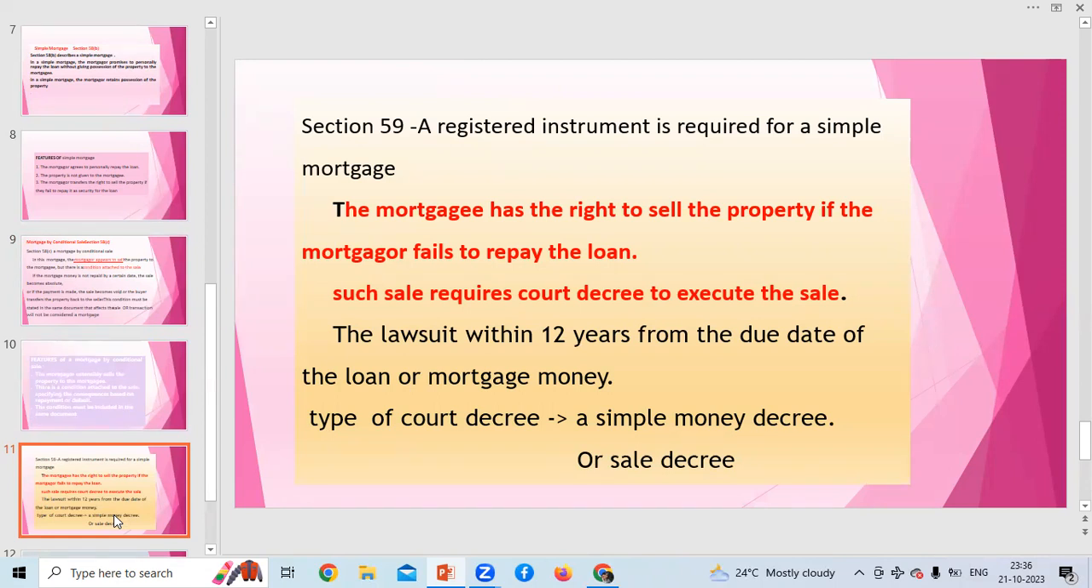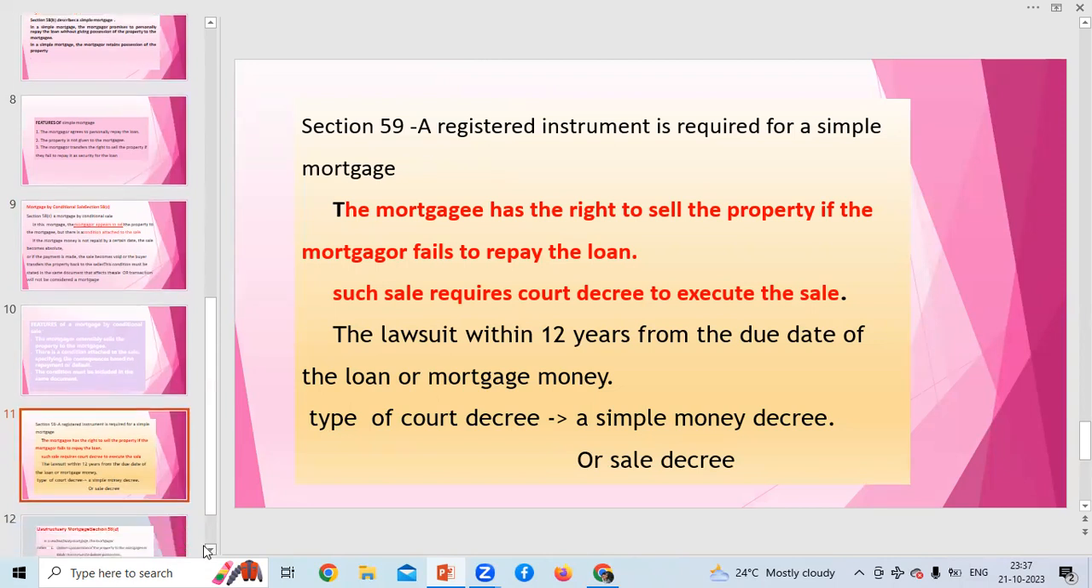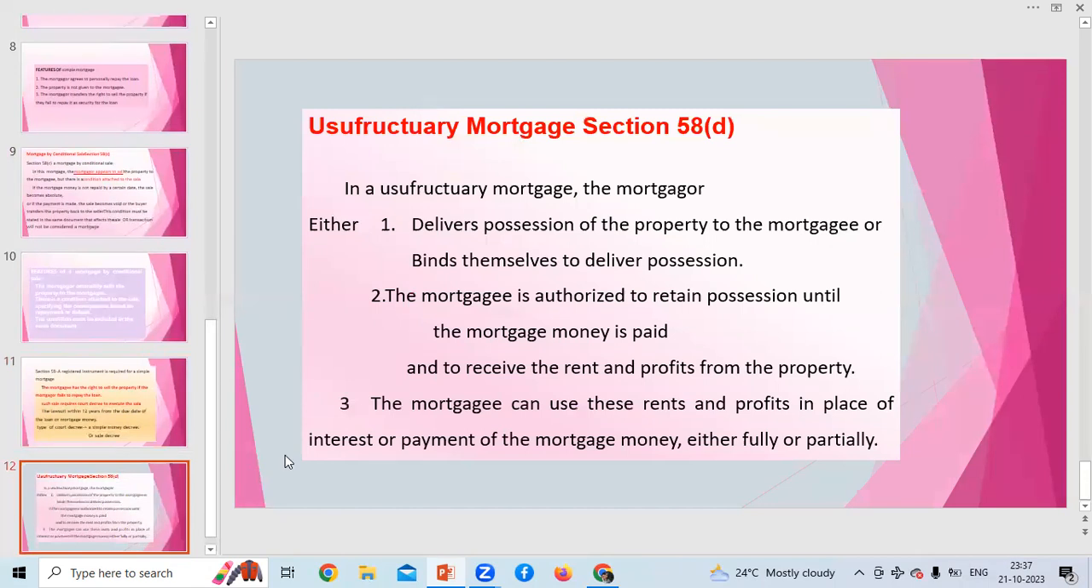Type of court decree. It is a simple money decree or a sale decree. When the mortgagee goes to the court on default after the date of non-payment by the mortgagor, the court will decide which decree should be passed, a simple money decree or a sale decree. We'll go for usufructuary mortgage and the other two in the next video. In the next part we'll discuss section 58D.